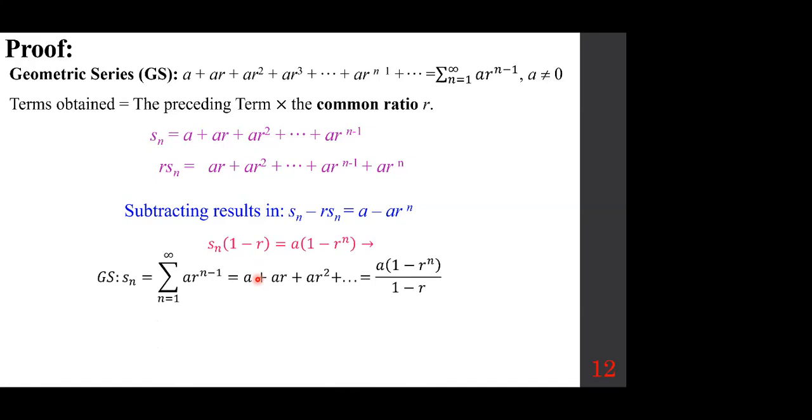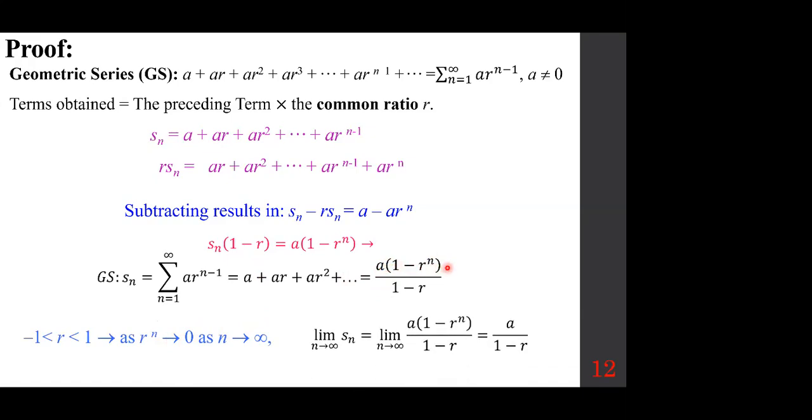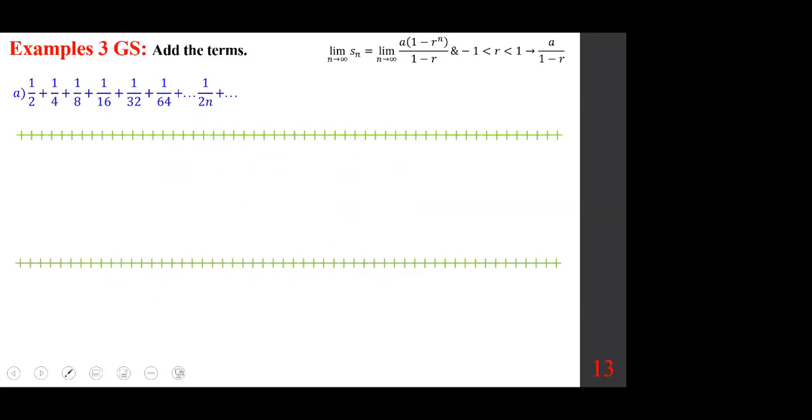Now, when R is between -1 and 1, we know that R to the power of n goes to 0. So if R to the power of n goes to 0, the top is A times 1 minus 0, or simply A. And we're going to use this to apply to some questions. Okay.